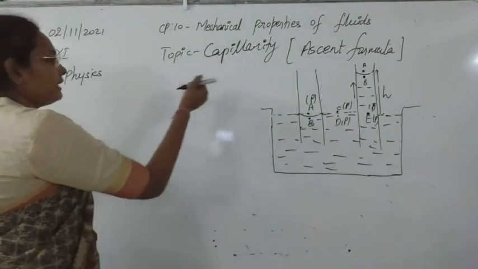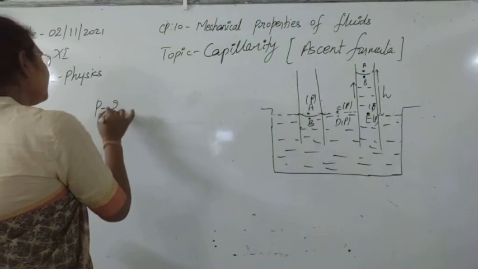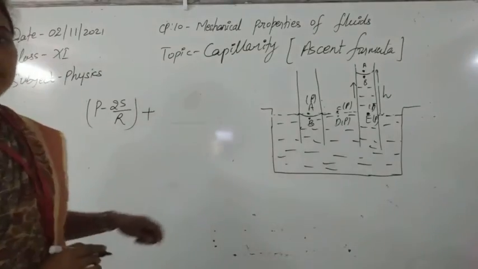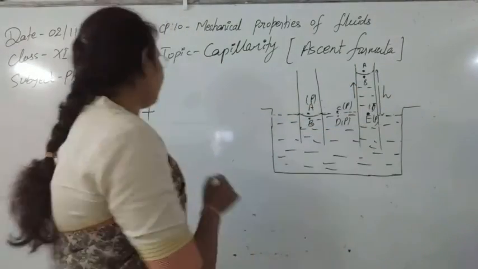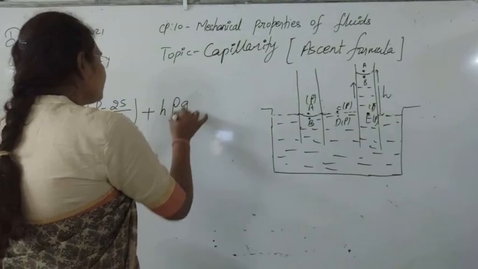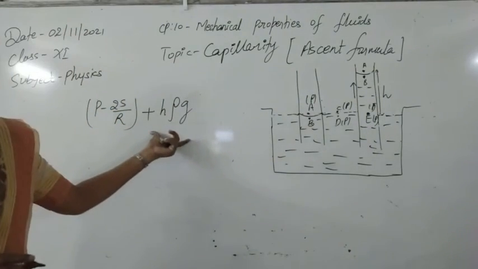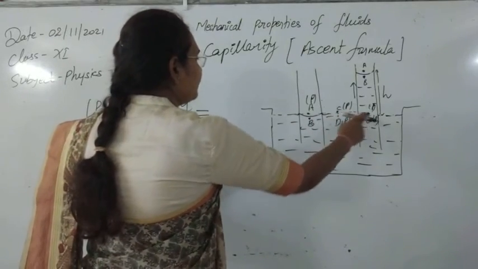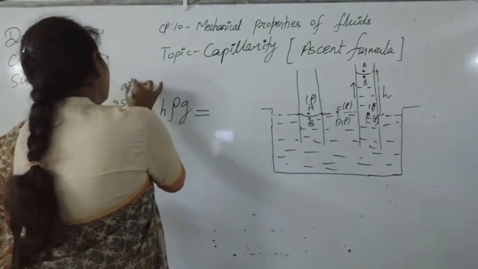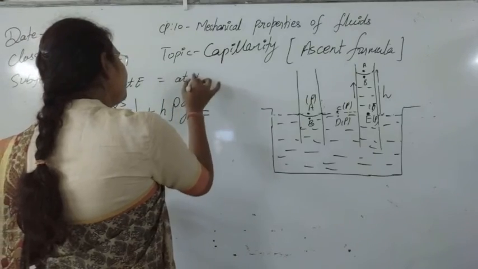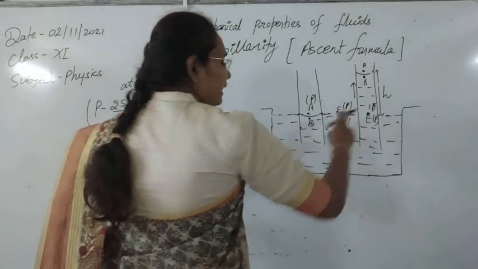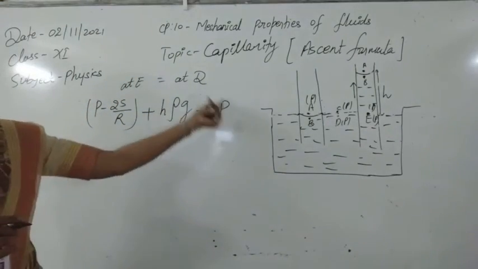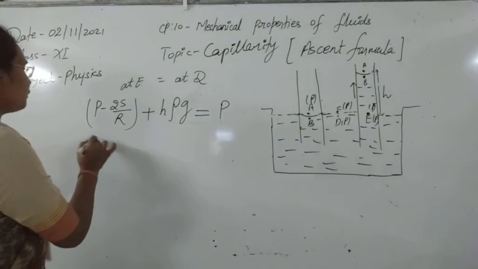The pressure at E will be the pressure at B plus the pressure due to depth H. The pressure at B is what we have just calculated, P minus 2S by R, plus the pressure the liquid applies due to its depth, which is the gauge pressure, equal to H rho g, where rho is the density of the liquid. This should equal the pressure at D. Along the same horizontal line the pressure is the same, so now our liquid is in equilibrium. This should be equal to P here, so we have to solve this formula only.